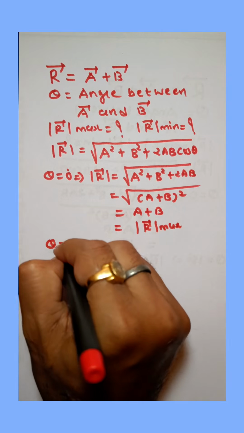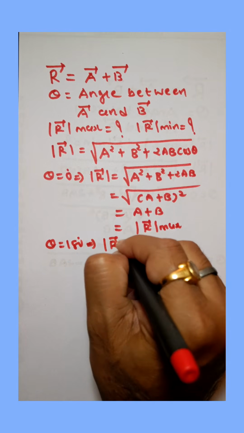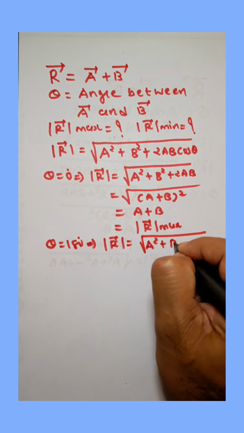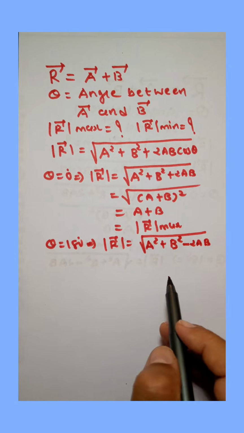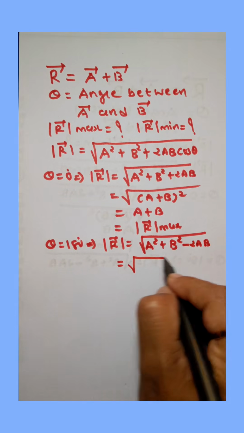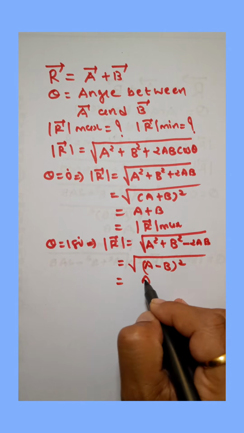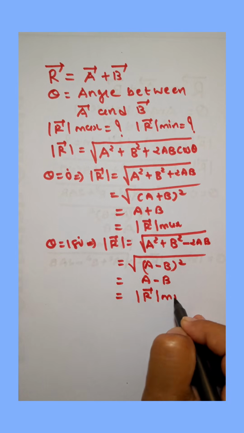If theta is 180, it means a and b vector are anti-parallel. Then mod r is equal to square root of a square plus b square minus 2ab, because cos 180 is minus 1. So square root of (a minus b) whole square. So the answer is a minus b, and that is the minimum value of r.